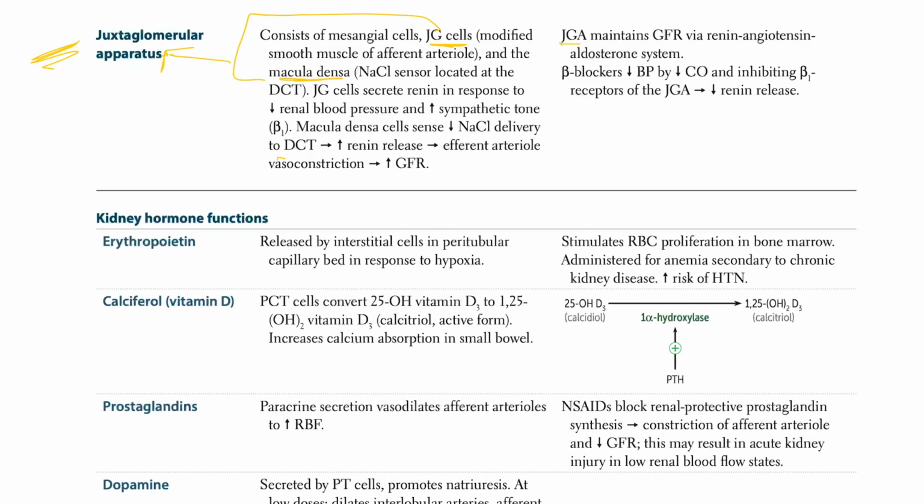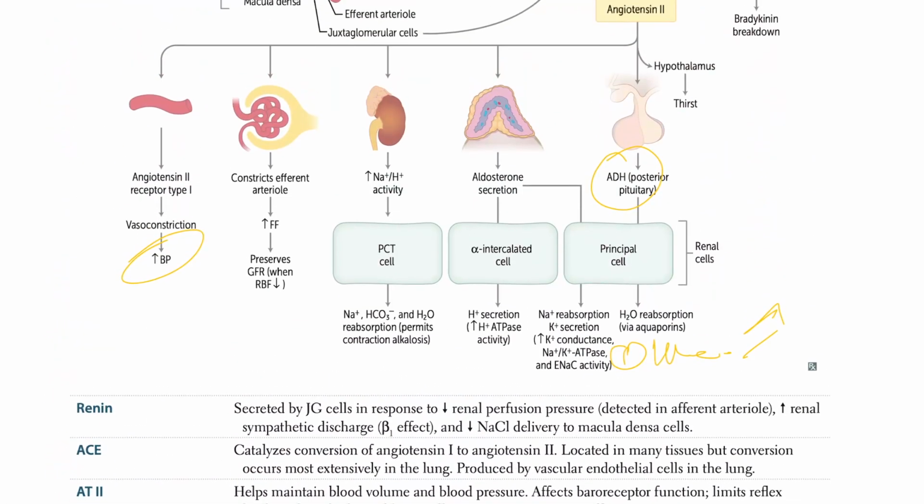So JG apparatus, both of them, they maintain the GFR via RAAS. Beta blockers, if you were to block beta 1, you're causing low BP by decreasing cardiac output and inhibiting the beta 1 receptor of the JGA, which decreases renin release. Okay, so that's pretty much all we have for the RAAS and JG cells.